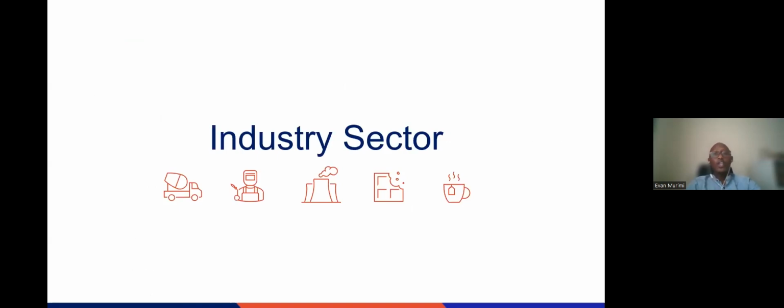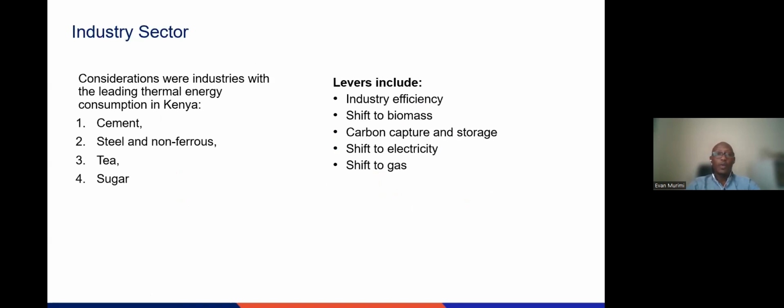Let's go to the next. So the next sector was the industry sector. And here, as Dr. Betty had mentioned, we were mainly concerned with the industries that have a lot of emissions in the country. When we look at the industry outlook, the cement, the steel and non-ferrous, tea and sugar industries are the most predominant. Mind you, here in Kenya, we have what we call the energy management regulations that mandate all these industries to report to the regulator on their energy consumption and their efficiency.